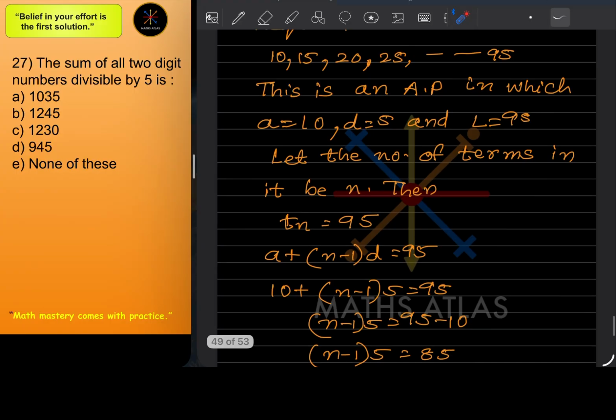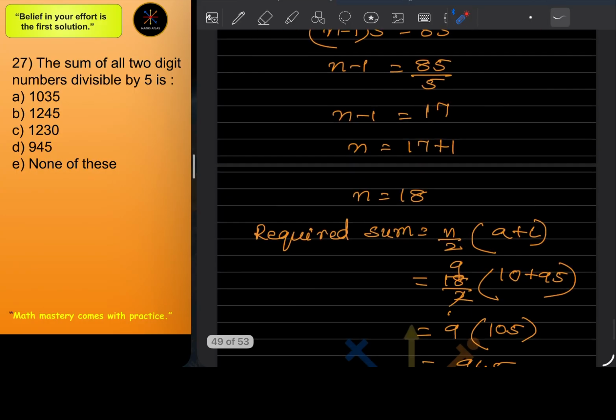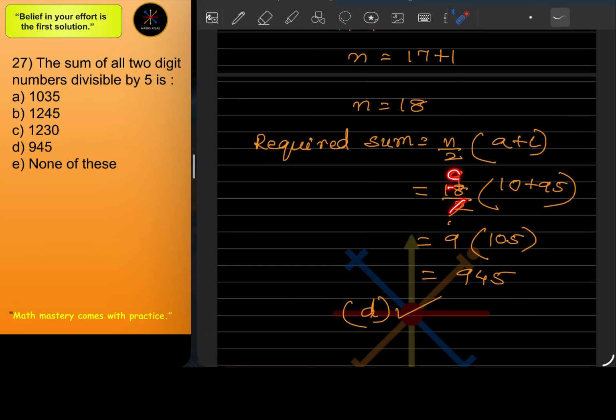We have seen these both things over here. So this will be 9, this is going to be 105. So when you multiply this, we get 945. So the option is D.